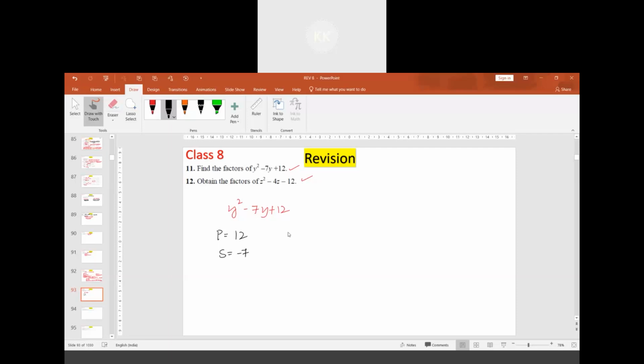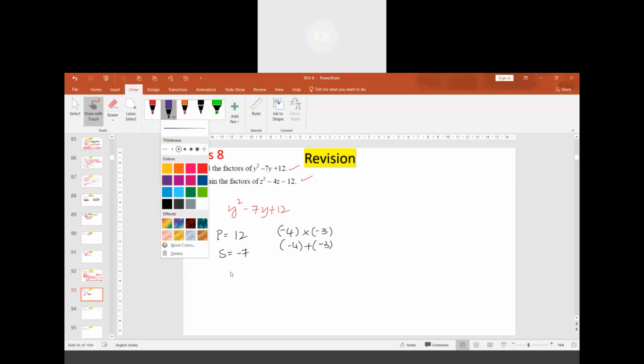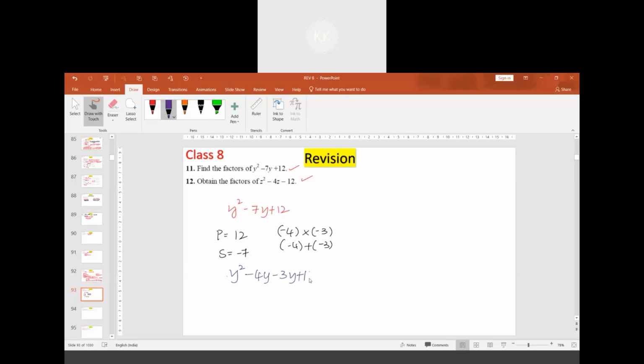12 is not a square number. We can have a combination like minus 4 and minus 3. Minus 4 added to minus 3 gives minus 7. Now y square, middle term is minus 4y minus 3y plus 12. Y is common, so y times (y minus 4) minus 3 times (y minus 4). We will be getting (y minus 4) into (y minus 3).